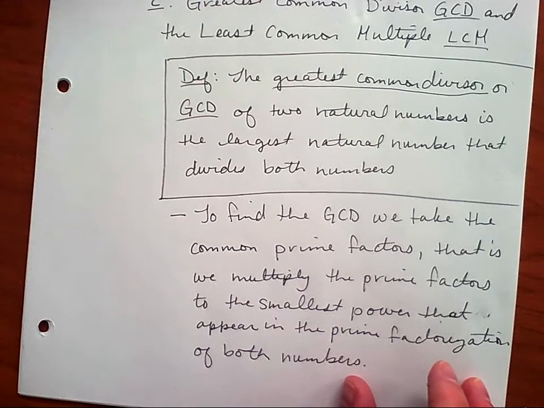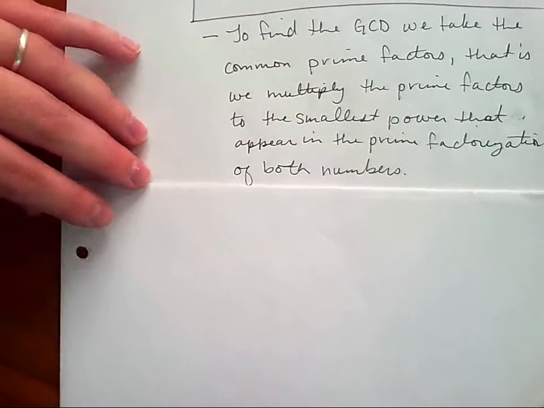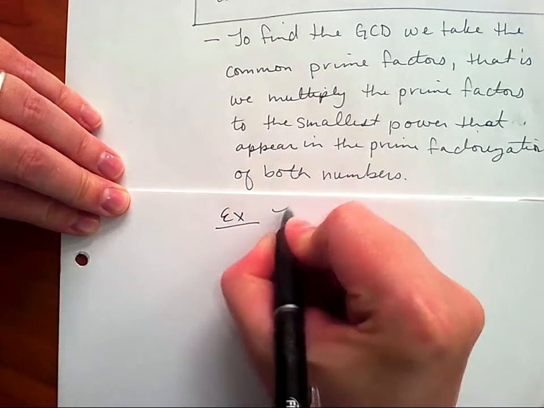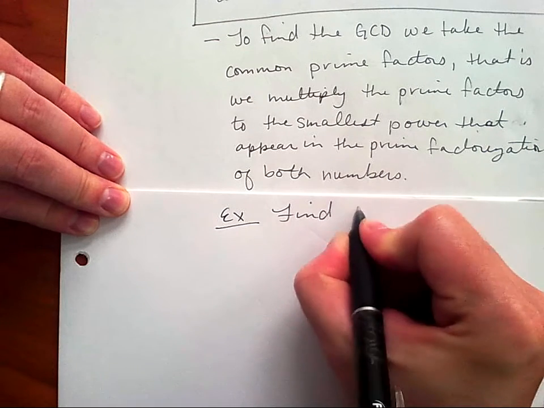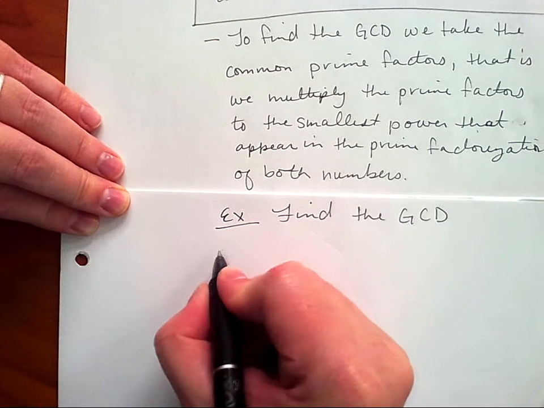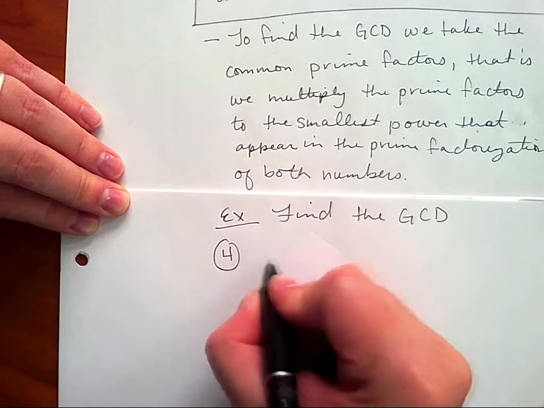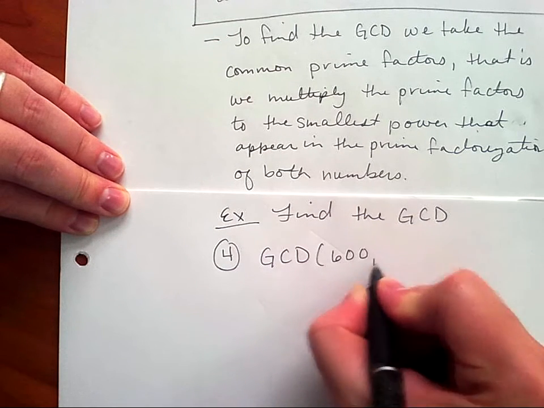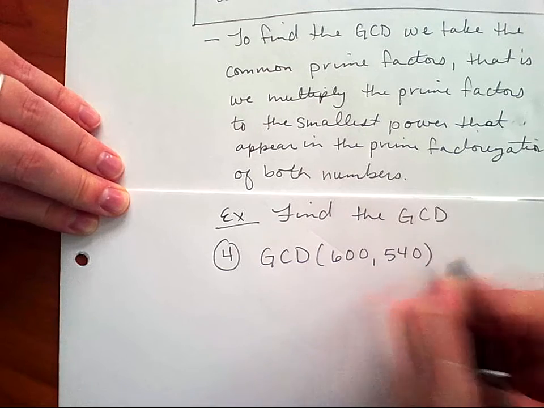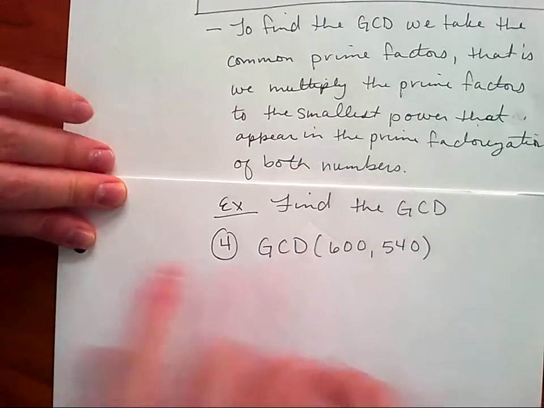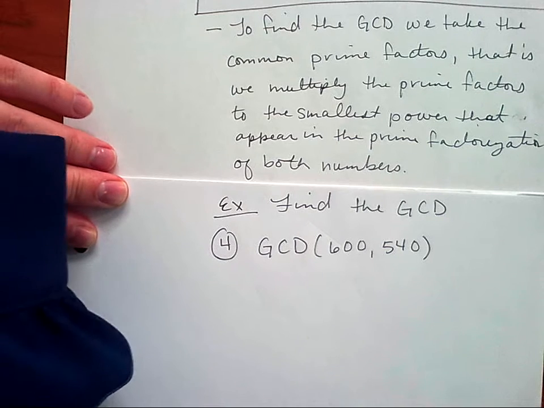Okay, so let's do an example. The directions are find the GCD. So this is number 4. GCD of 600 and 540. So this is asking you to find the greatest common divisor between these two numbers. Okay?